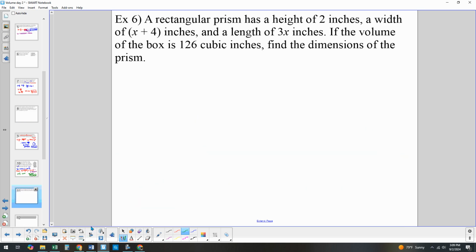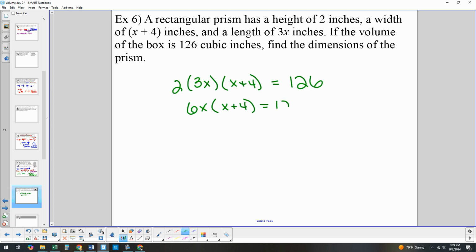Example 6. A rectangular prism has a height of 2 inches, a width of x plus 4 inches, and a length of 3x inches. They're giving me the volume of the box is 126 cubic inches. We want the dimensions. So we know for a rectangular prism, we could do length times width times height equals the volume. So multiply these three values that they gave me and set it equal to the volume that they gave me. So I'm going to do this in pieces. So we have 6x times x plus 4. So distribute: 6x squared plus 24x.